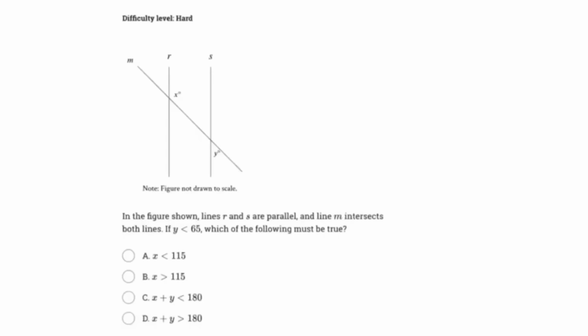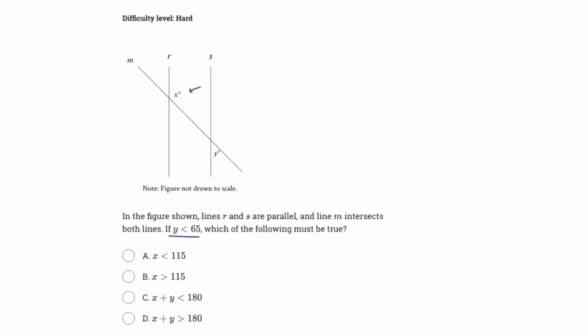In the figure shown, lines R and S are parallel, and line M intersects both lines. So we got a parallel line cut by a transversal, so we want to be thinking about vertical angles, alternate interior angles, all that stuff. If Y is less than the value of 65, which of the following must be true? So let's just go right through it. So it says X has to be less than 150. So X is this angle right here.